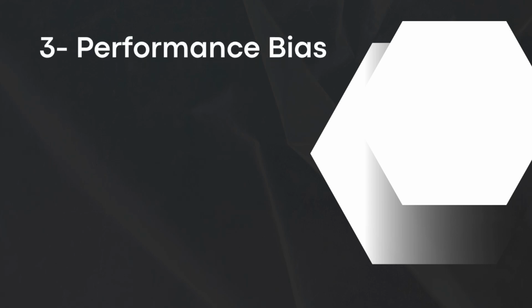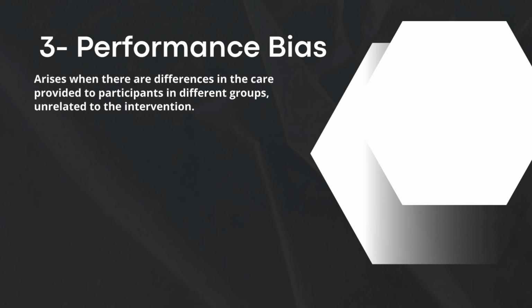The third type of bias is the performance bias. The performance bias can be defined as the type of bias that arises when there are differences in the care that is provided to different participants in different groups in the study. And this care is different or additional to the intervention being studied. And these differences can definitely influence the outcomes of any study or research.